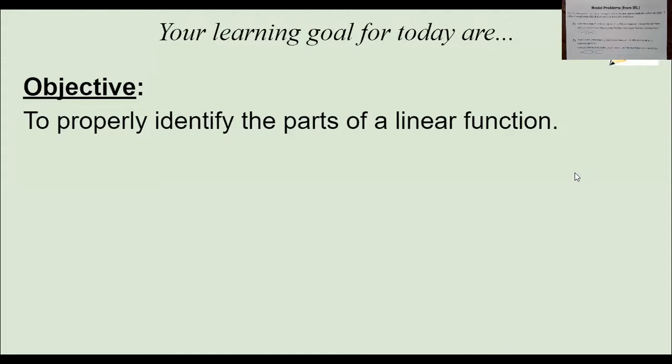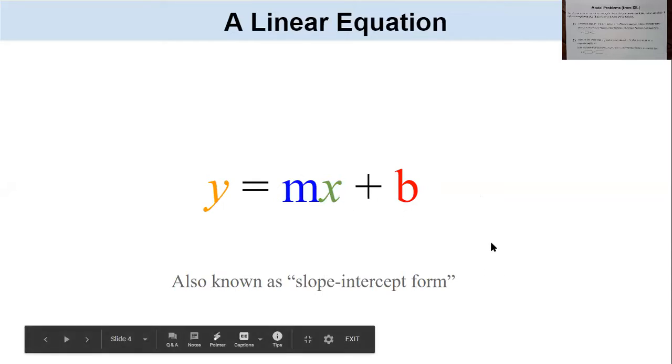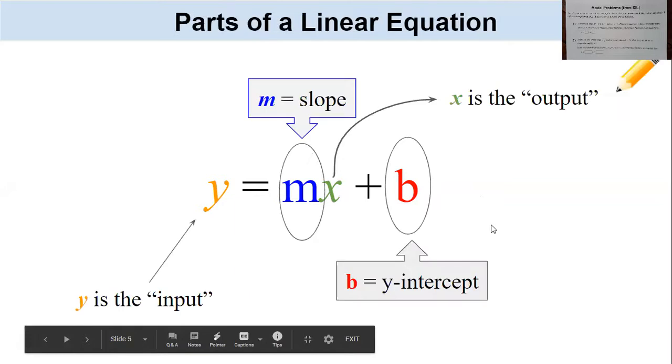Your first objective is to properly identify the parts of a linear function. A linear equation or a linear function is y equals mx plus b, and this is also known as slope-intercept form. But what we need to know is what the parts of it mean, right?